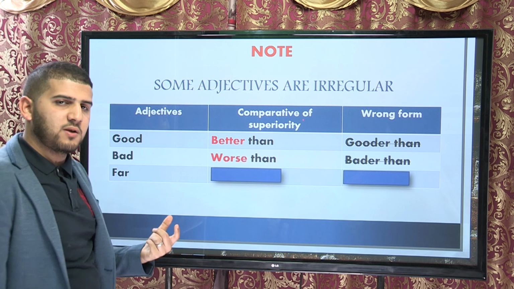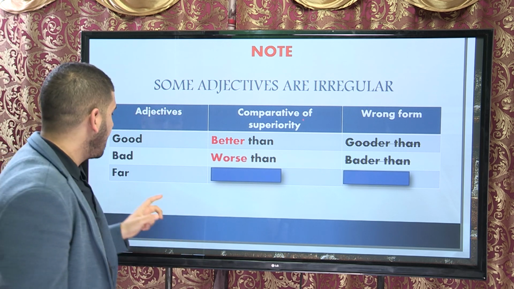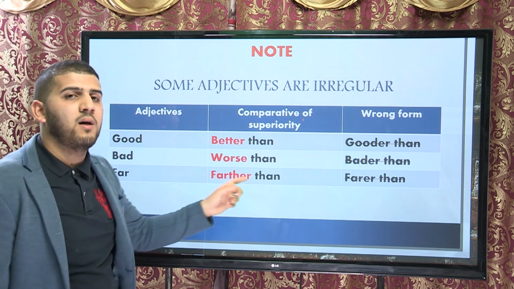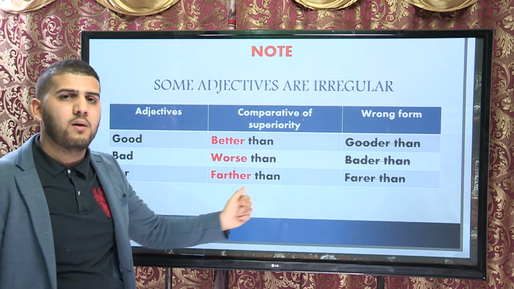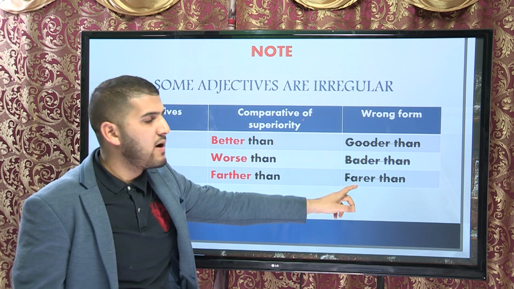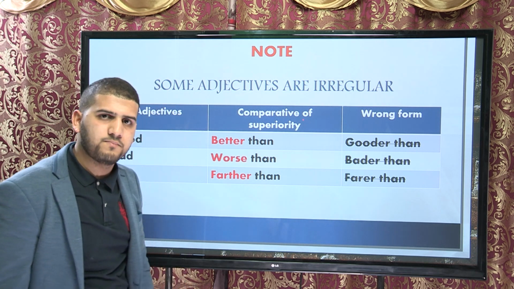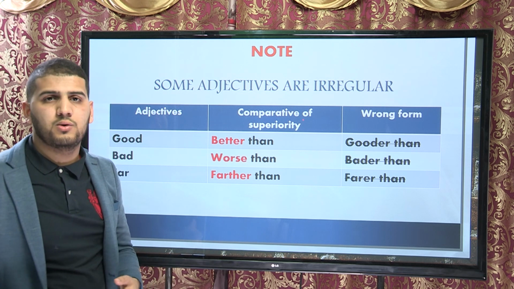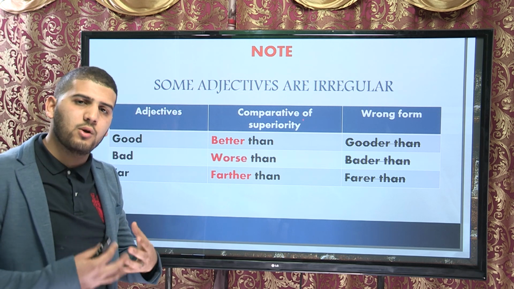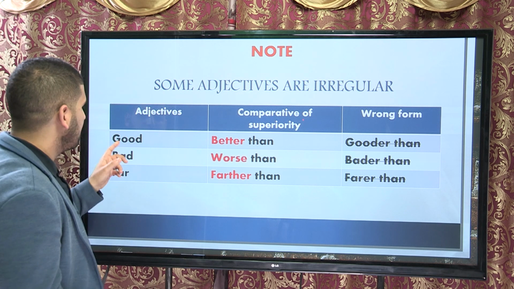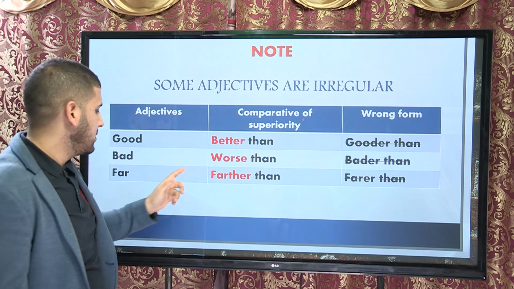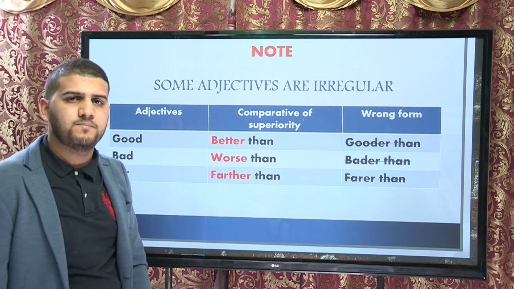And the last adjective is far. Now, far has an irregular form which is farther than. We don't say farer than. It's a wrong form. So when you are comparing between two things, make sure to use the correct form of the irregular adjectives. So good, better, bad, worse, and far, farther.